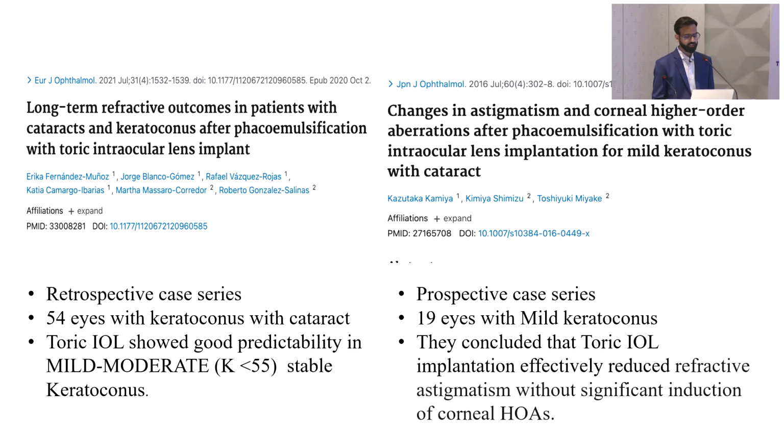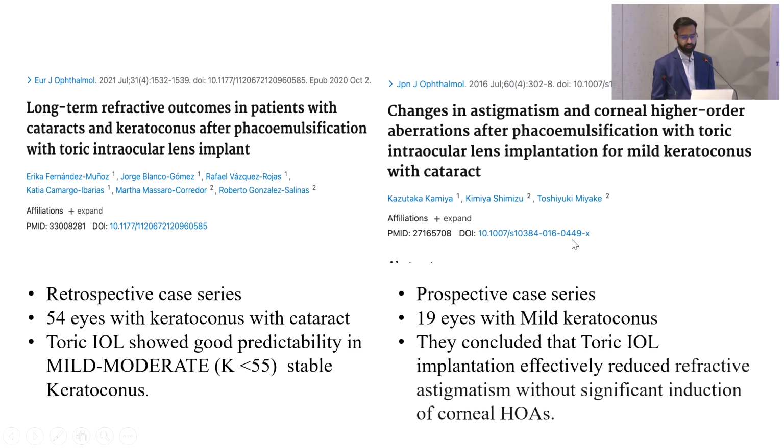So there are various case series available in the literature. I am showing two case series with the maximum number of eyes. The first one is by Erica Fernandez Munoz et al. It was a retrospective case series. They took 54 eyes with keratoconus with cataract, and they showed that toric IOL showed good predictability in mild to moderate and stable keratoconus, in which K value was less than 55.